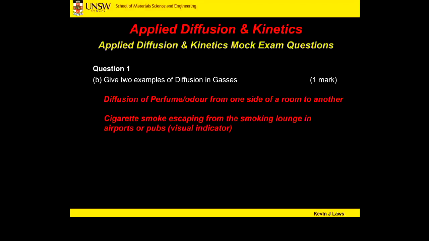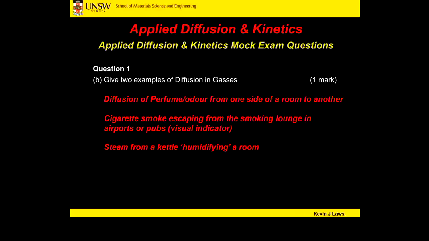Cigarette smoke escaping from a smoking lounge in airports or pubs. There's usually a visual indicator associated with that. The best example I can think of is European airports. In most European airports, particularly in Middle Europe, Germany, Switzerland, they have the Camel smoking lounges, sponsored by Camel, the cigarette manufacturer. In those rooms, you can't see the people within them because it's so heavy with smoke, and when they open the door, this waft of smoke comes out. It's pretty disgusting. But anyway.